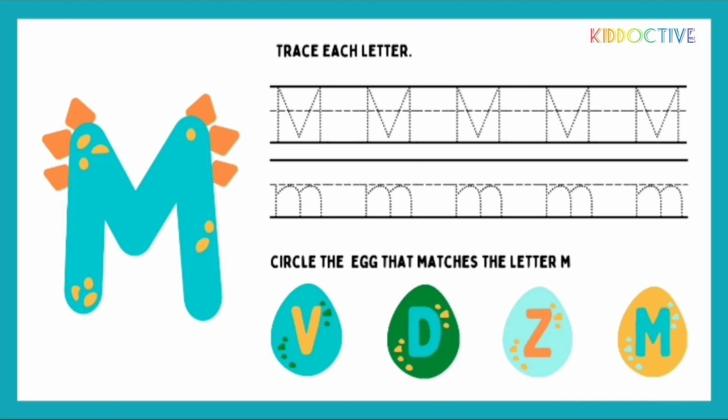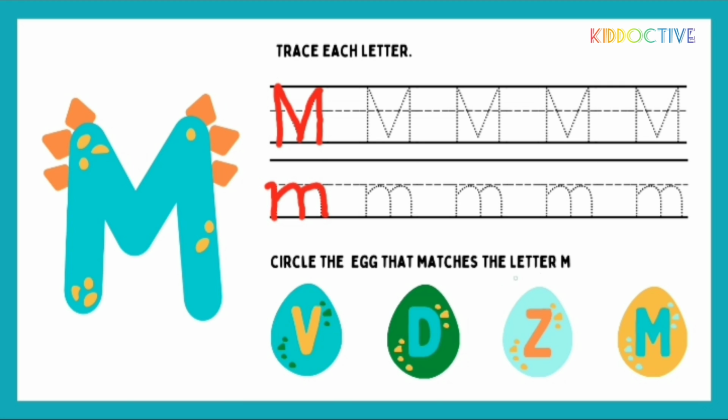Now comes the letter M. So we are going to trace the letter M. Standing, slanting, another slanting, again, one standing line. This is letter M. Now we are going to write small letter M. This is small letter M.